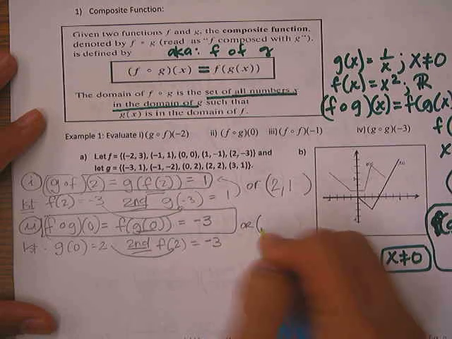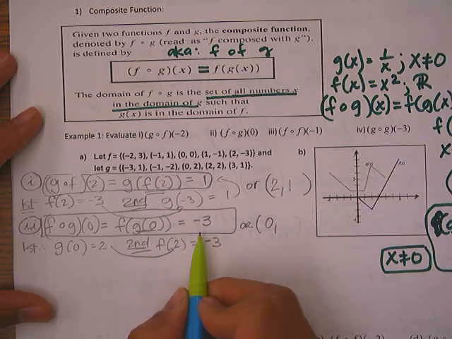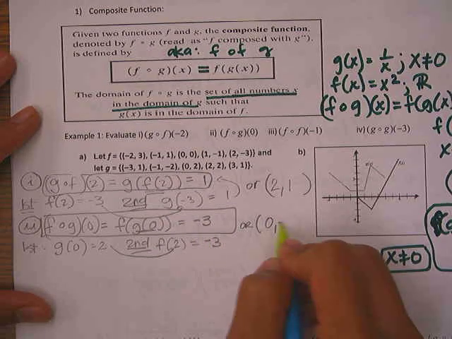Or we can write that as an ordered pair: the very first input, which is 0, and the very last output, which is negative 3.